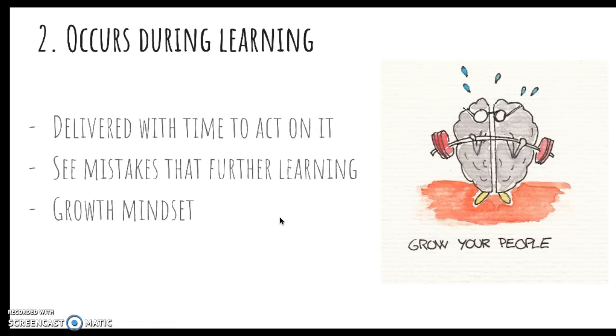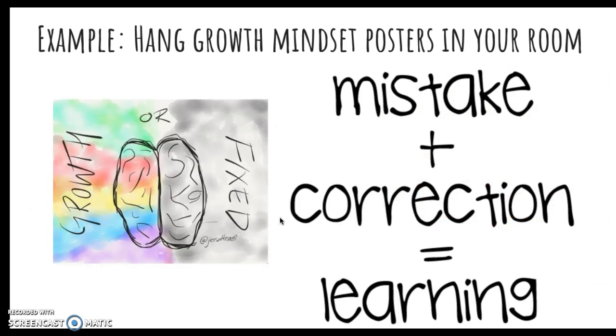Second, we're looking at when it occurs during learning. You want to deliver it when the students have time to act on it. Allow them to see mistakes that further their learning and really promote that growth mindset in your room. A good way to do this would be to hang growth mindset posters in your room. Tell students it's okay for them to make mistakes, and that's how we learn. I would really harp on this in your classroom so that students know it's okay to learn from those mistakes.